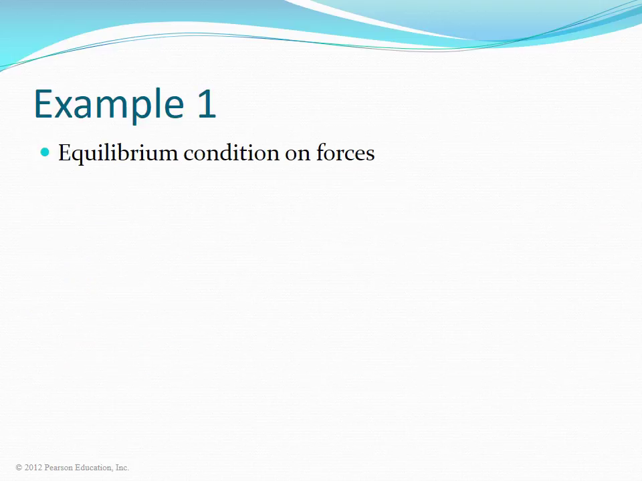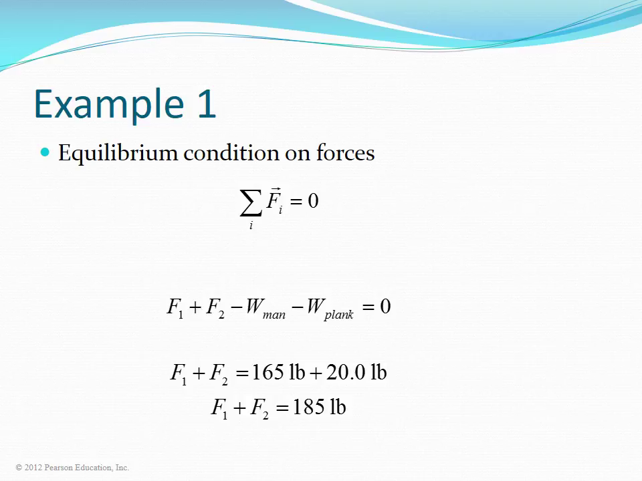We begin with the equilibrium condition on forces. The two support forces F1 and F2 point up and are positive. The weight of the man and the weight of the scaffolding point down and are negative. We use the known weight of the man and the plank to find the sum of the two support forces, which is 185 pounds.